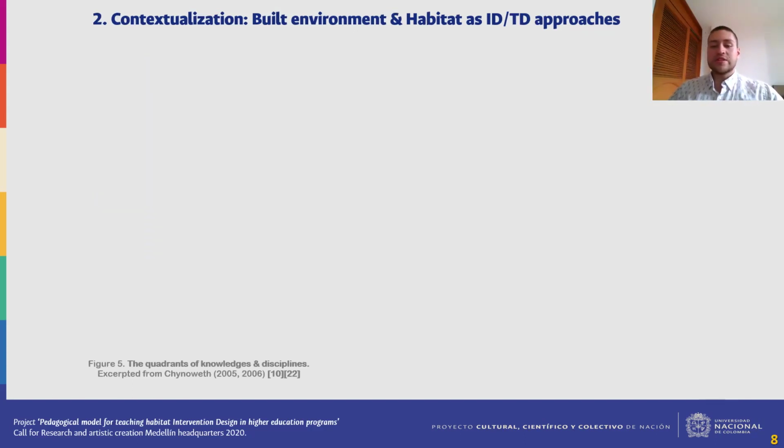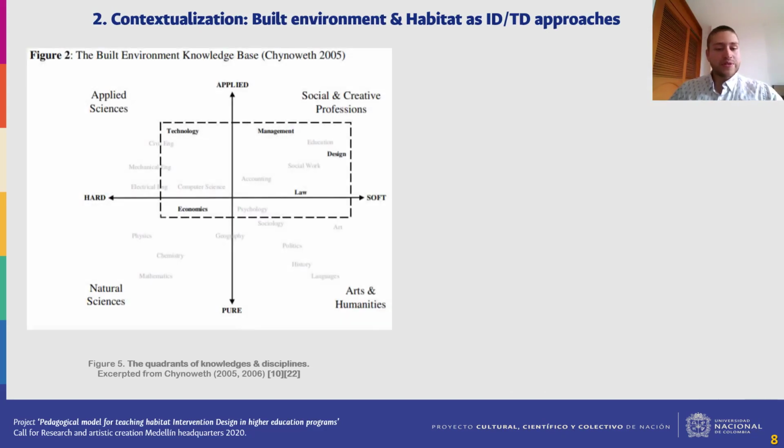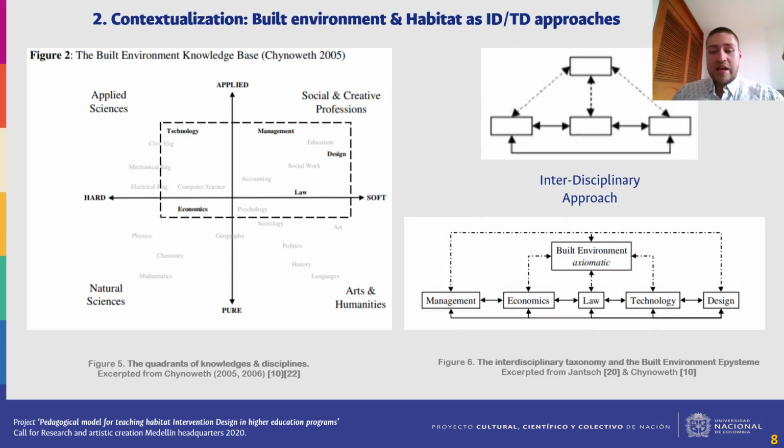The last part of this contextualization of built environment and habitat as inter and transdisciplinary approaches is the schema built by Chynoweth in 2005 that situates the interdiscipline of built environment in between this area that you can see in the schema. Here we have a diagram of 4 quadrants where we can see the hard and the soft sciences, or modes of knowledge, and the pure and applied sciences. The built environment is located in the area related to disciplines like design, law, economics, technology, and management. So remember, this is the interdisciplinary approach.